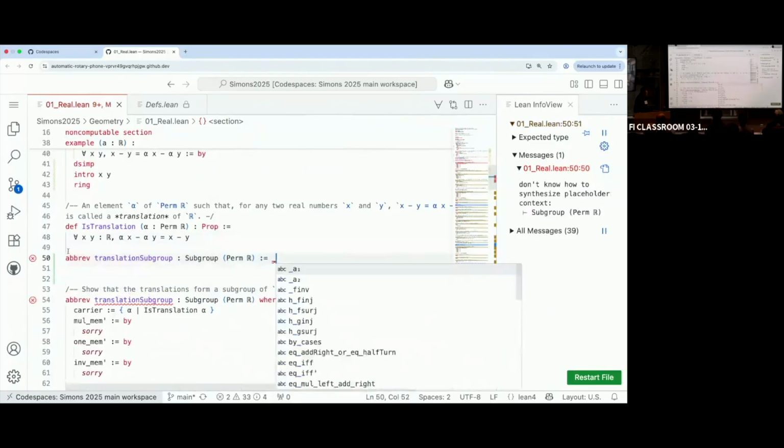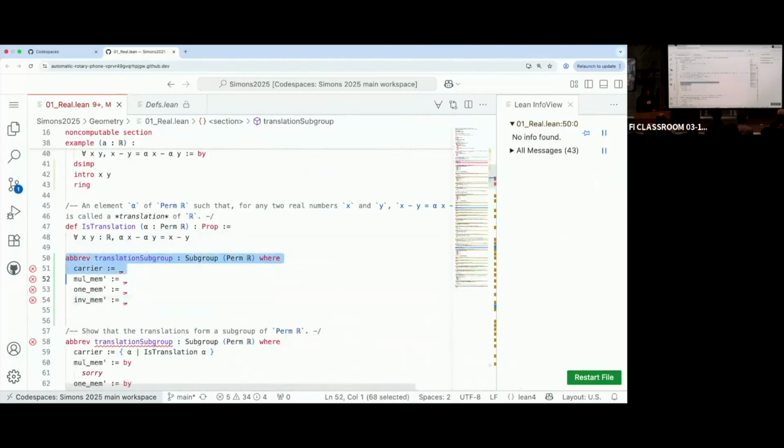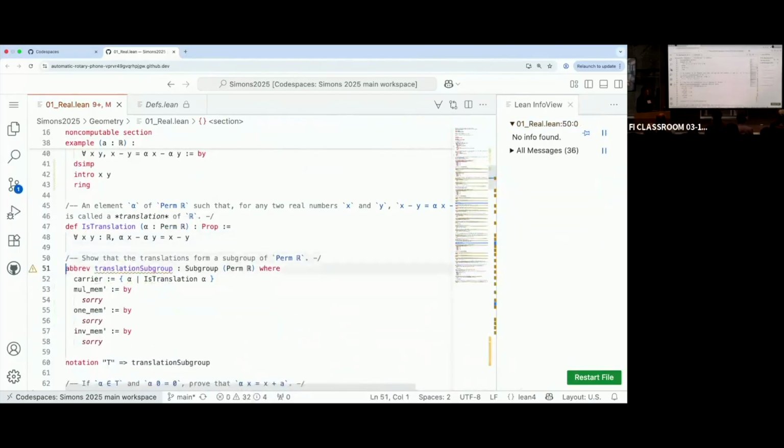Let me do that. I wait for my little blue pop-up to turn up, and it tells me the pieces of being a subgroup. That's how I got this. So what are they? I have to provide the carrier, which is the underlying set. So it's the set of permutations of R, called alpha, which are translations.